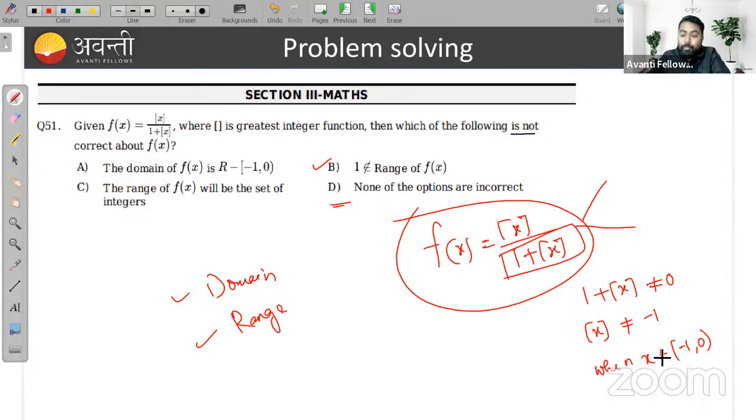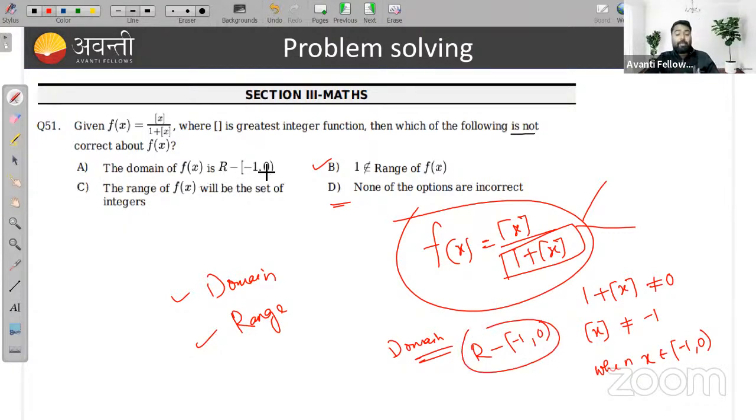Yes, that means the domain of this function will be R minus the interval from minus 1 to 0, where minus 1 is included and 0 is excluded. So the domain becomes this. In the first option it is mentioned that the domain is R minus the interval minus 1 to 0. That means it is correct. Next we need to check what the range of this function is.